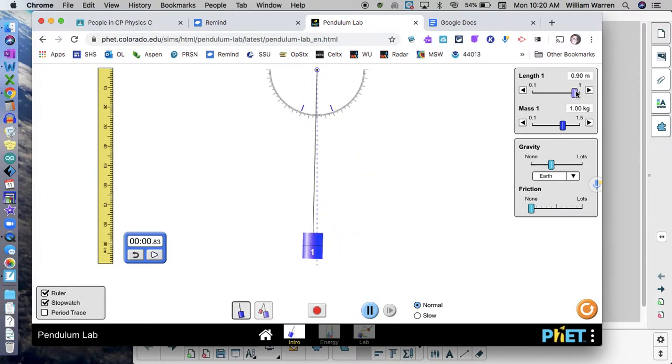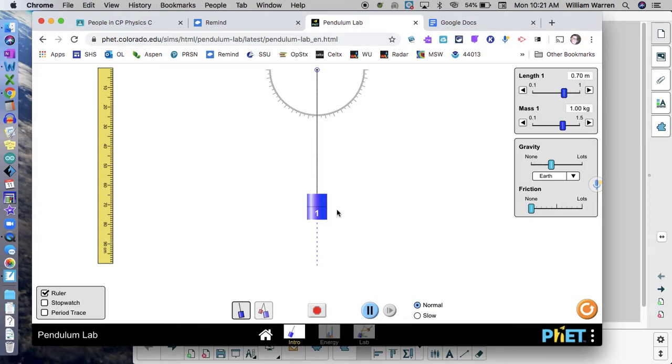If we make it longer, now it's a full meter, and the period is about, start, it just glitched. I'm going to redo that trial. Start, stop. So notably longer than our 1.7 seconds at our default length of 0.7. So with the pendulum, you make it longer and it takes longer to swing, and you make it shorter and it takes less time to swing.